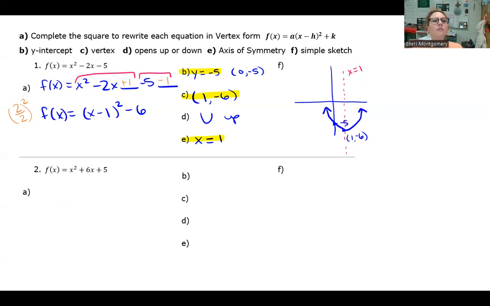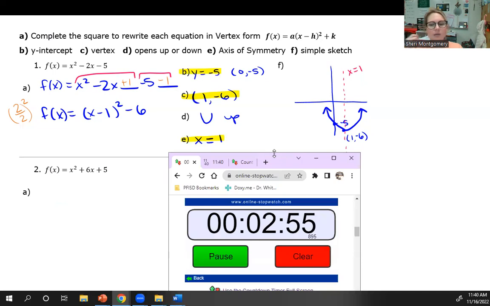All right, I'm going to give you 3 minutes. I feel like that's enough time. Don't feel rushed. I want you to take your time, look at your examples, and really try it. So please don't wait for me. Try it. Use your pencil. You can erase if you need to, but I want you to try it on your own.